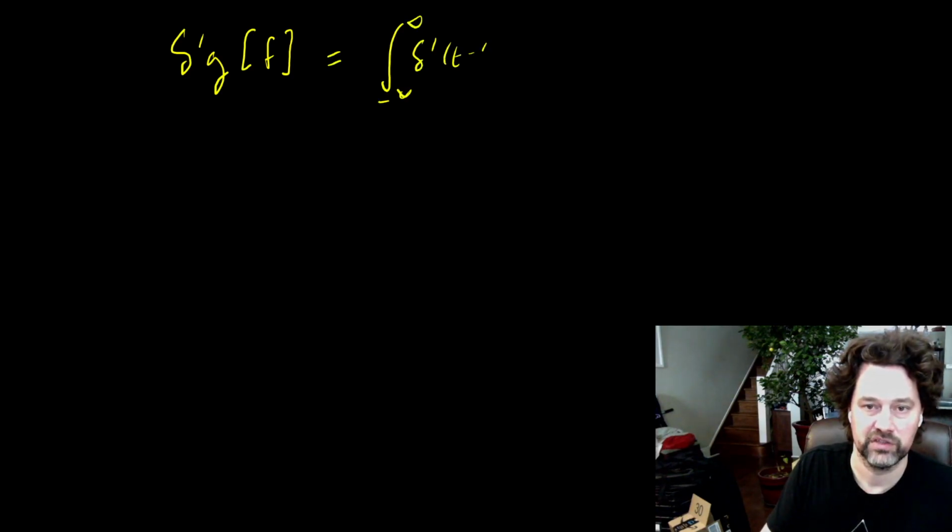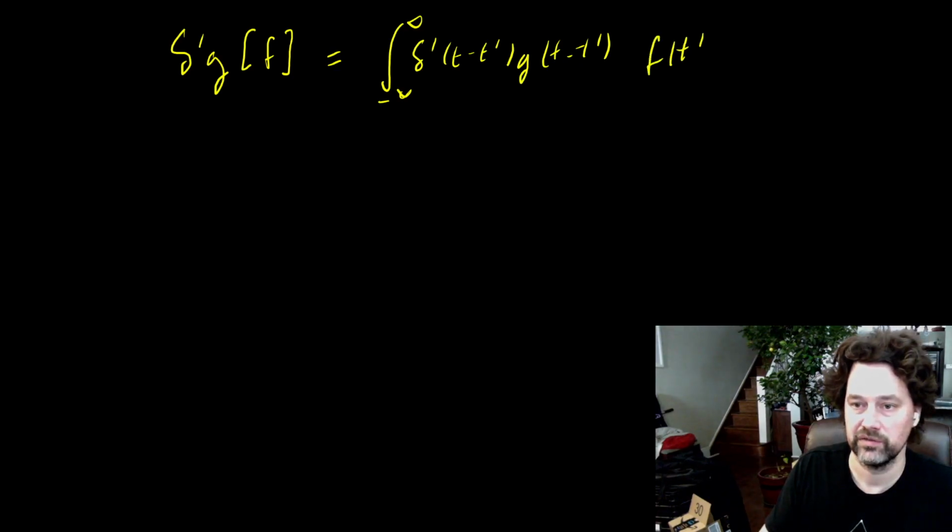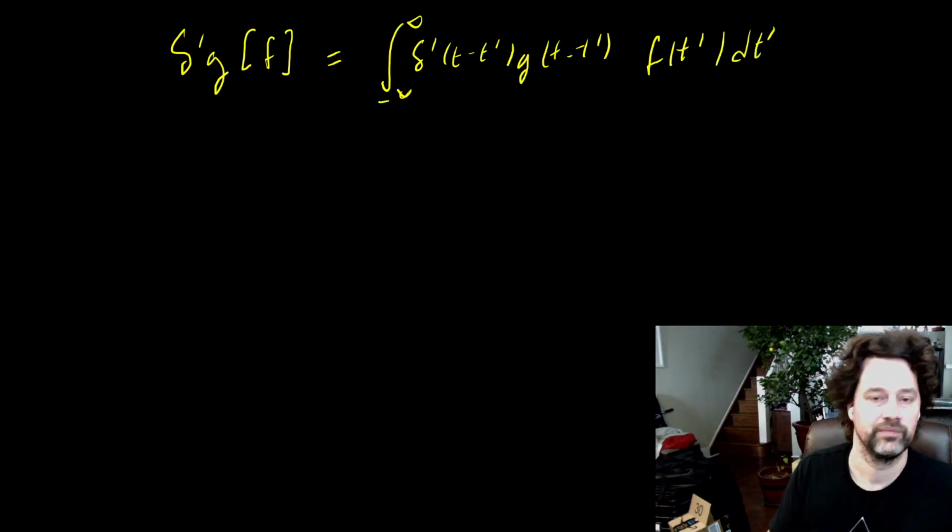What do we mean by delta prime g? We give this meaning by applying it to a test function f. And that application is a convolution. So we convolve delta prime of t minus t prime times g of t minus t prime times our test function f of t prime, d t prime.